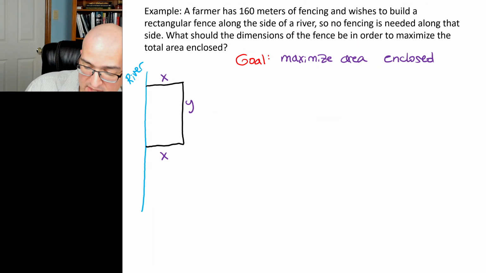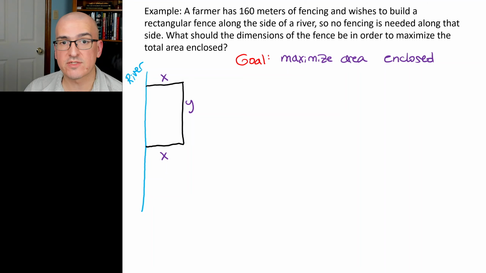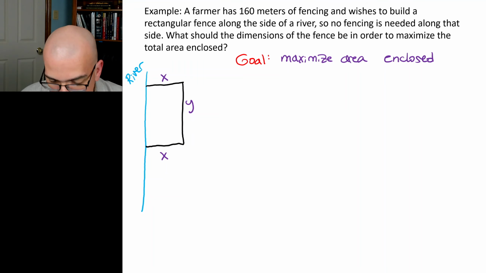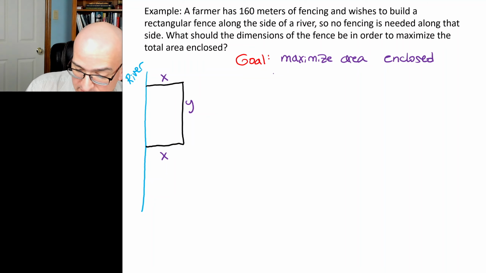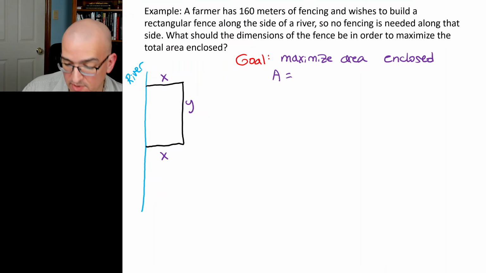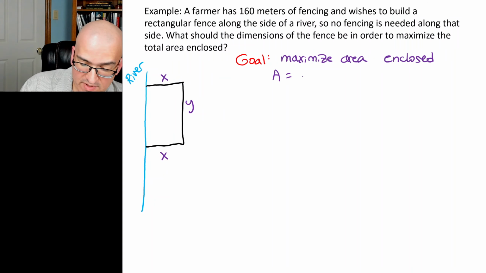So we need a mathematical expression that represents the area so we can maximize it. So we can take its derivative, set it equal to 0, and solve for x. The area of a rectangle, fortunately, is an easy formula to remember. The area of a rectangle is length times width. So it's x times y.